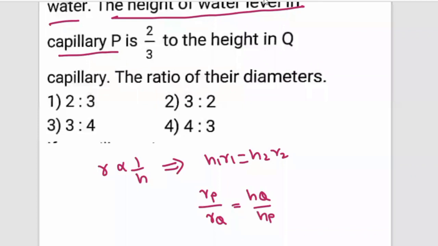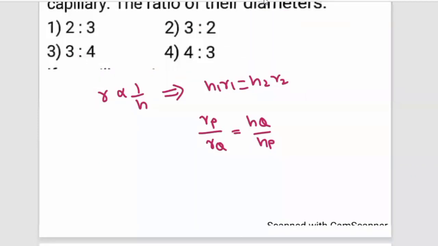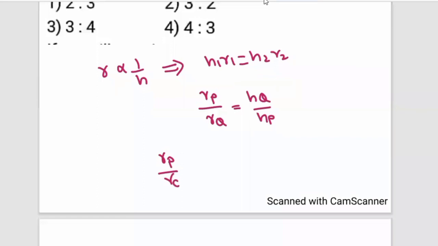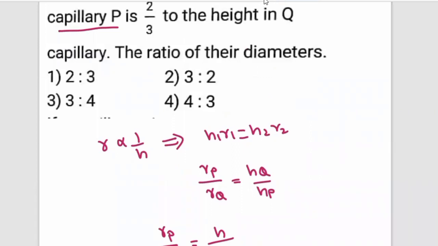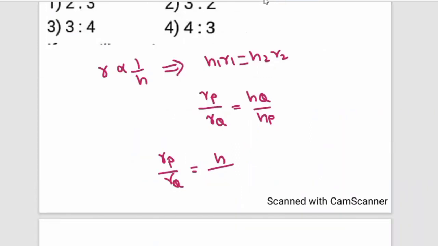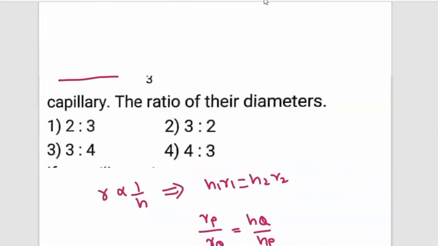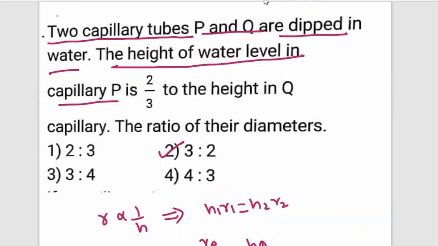So RP divided by RQ is equal to HQ, I'm taking as height H, divided by HP. In the problem, HP is given as 2/3 times the height of Q. So I'm taking HP as 2/3 times H. We cancel H and H. RP by RQ is equal to 3:2. So option 2 is correct.